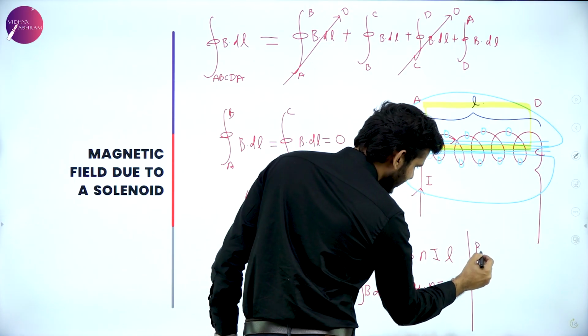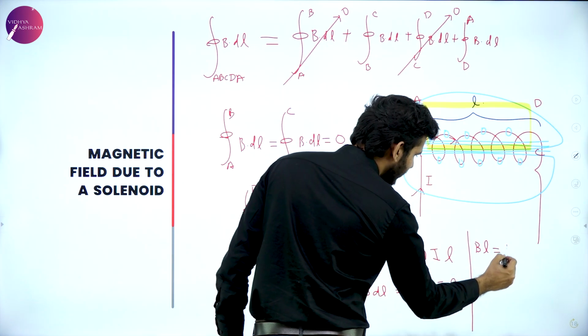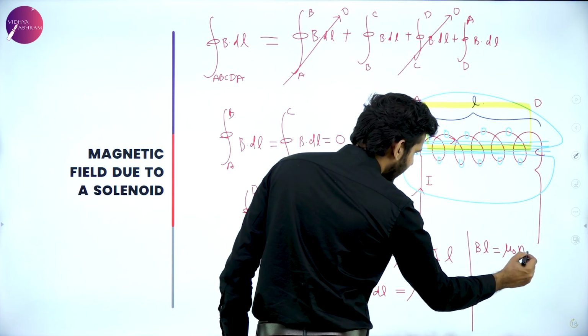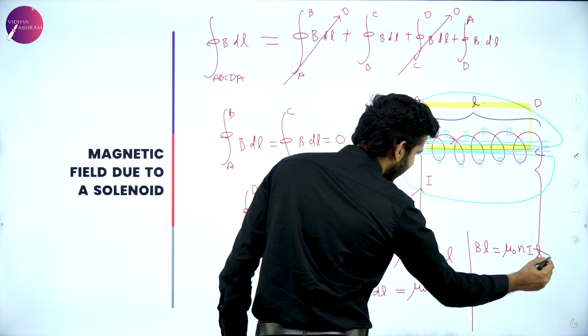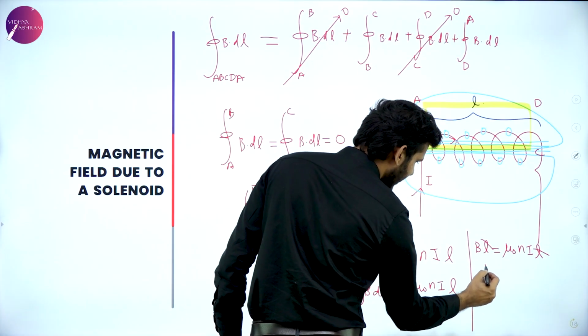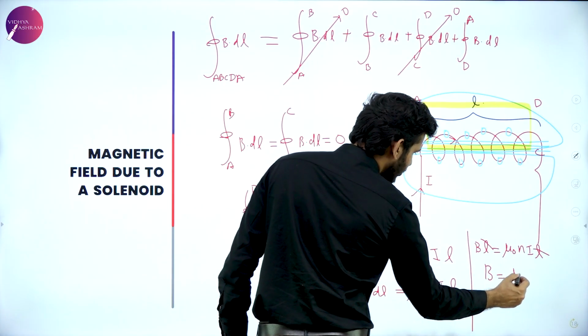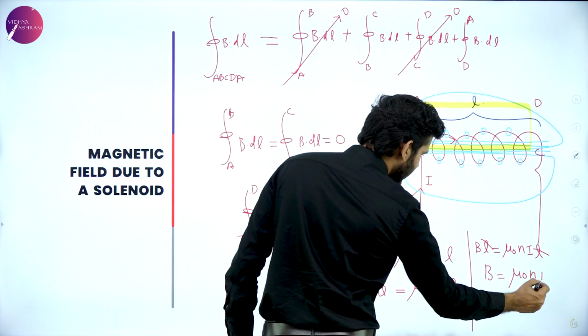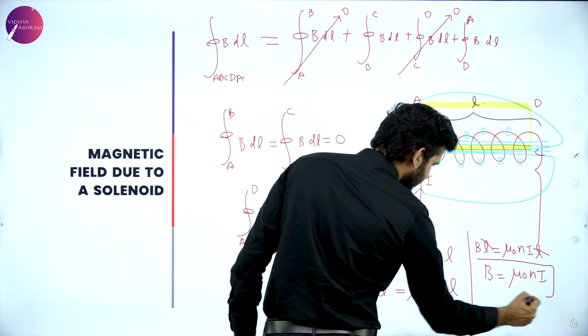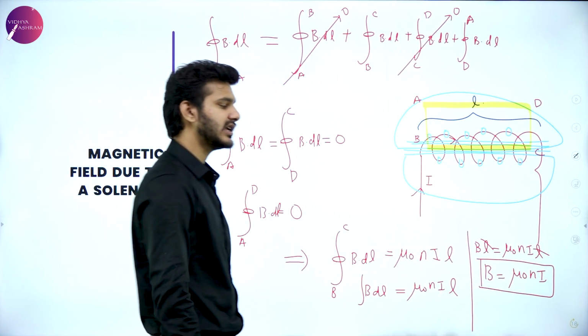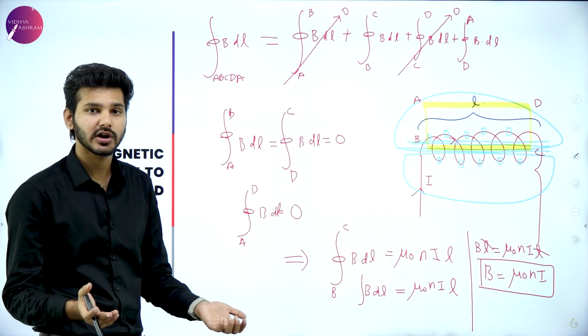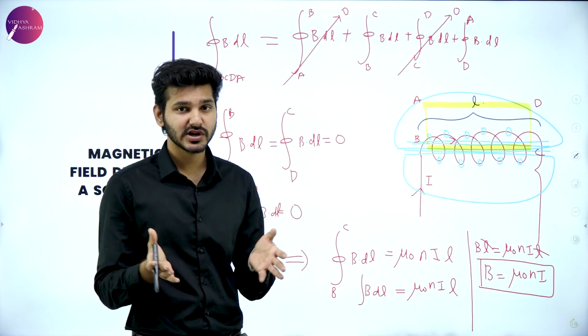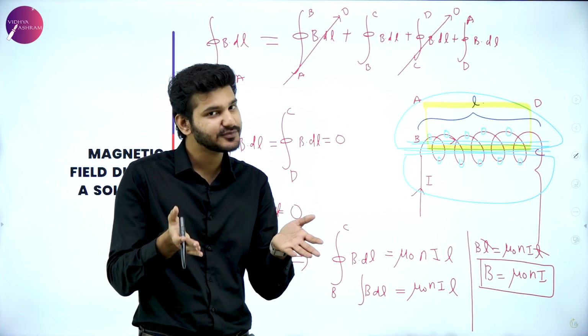So we write B into L is equal to mu naught into N I L. The L's get cancelled and we can write B is equal to mu naught into N into I. So this is the magnetic field of a current carrying solenoid. Maybe it seemed like it was too much, but I'll explain it again. It is very simple to do.